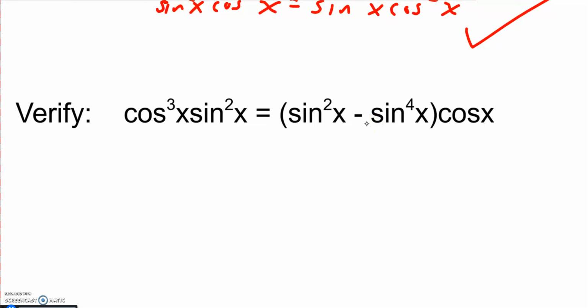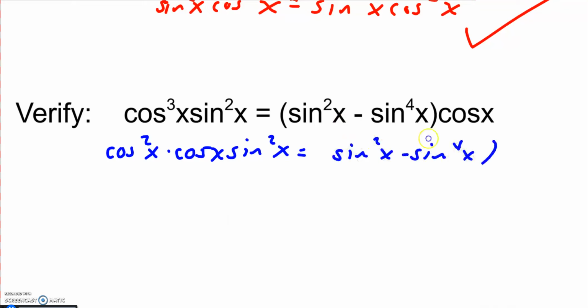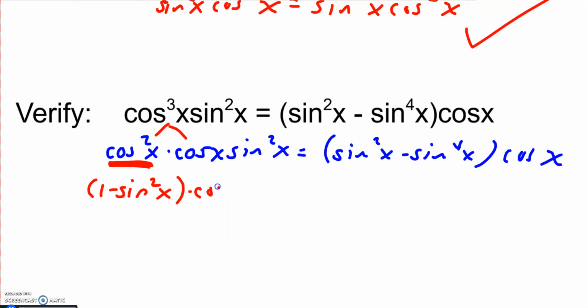What I do notice again that comes with practice is that cosine cubed is really the same thing as cosine squared times another cosine, right? Because 3 of them is really 2 plus another 1. And then sine squared x is still there. Let me recopy this. So here, now that I've separated this into two types of cosine, I notice that I have another squared possibility. And notice I have multiple sines over here. So what if I replace this with 1 minus sine squared x from the Pythagorean identity, but kept everything else the same?